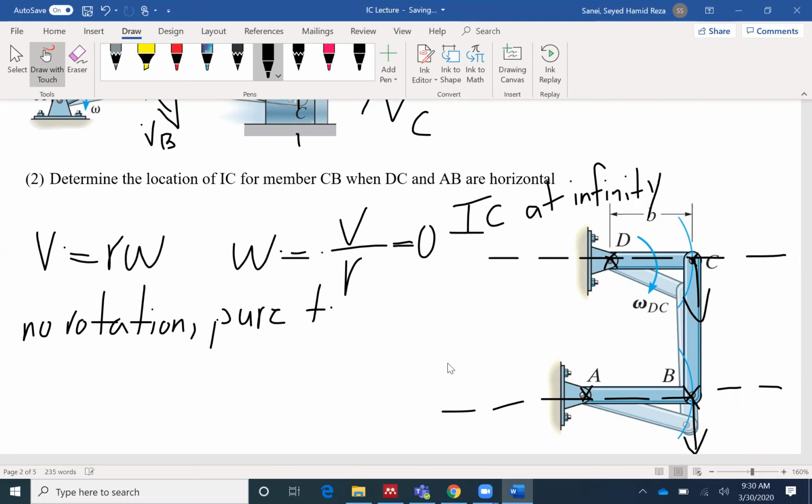If you remember, for a rigid body, we have 3 different types of motion: rotation, translation, and general motion. Here, there is no rotation, so it's just translation. That's why IC is at infinity.